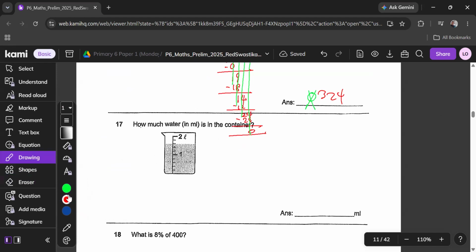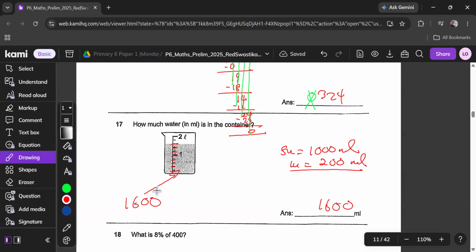Okay, how much water? So the answer for question 17 is 1,600. Again, count the lines, count the gaps. 5 units is 1,000 ml. 1 unit will be divided by 5. By now you should also know mentally 1,000 divided by 5 is how many? 200. So you also must memorize. So 1 unit equals 200. Then you start counting 200, 400, 600, 800, 1,000, 1,200, 1,400, 1,600. So the water inside is 1,600. Got it? All right.